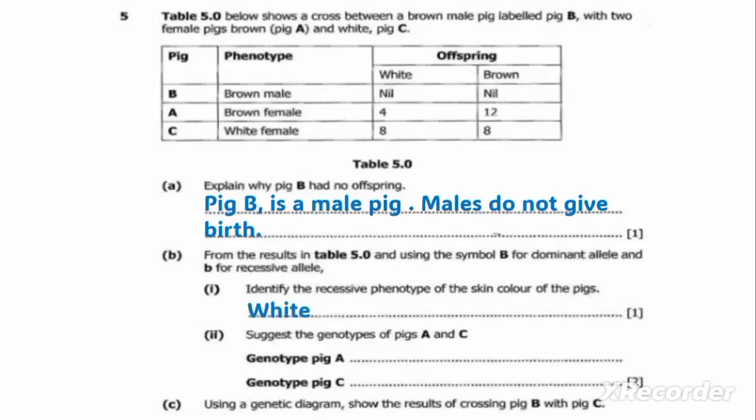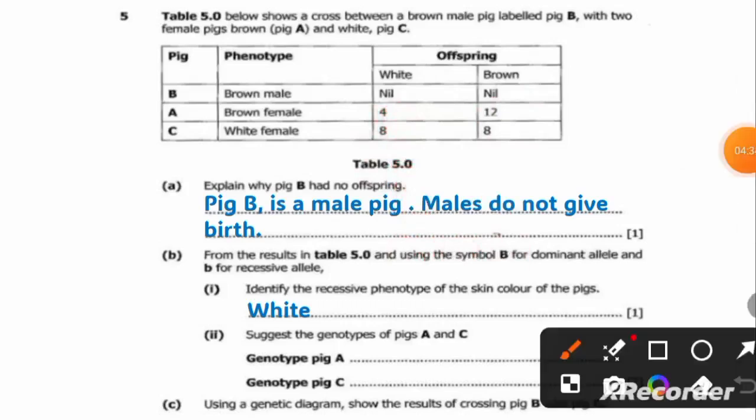We shift to the next question, which is question 5b. The question leads: suggest the genotypes of pig A and C. So the genotype of pig A and C. For pig A, we have seen that 25% of the offspring produced are white and 75% are brown. So therefore we know that for us to have this number of offspring, we need to have two heterozygous dominant parents.